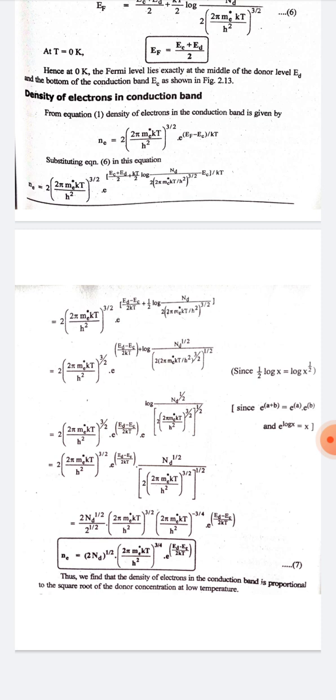By simplifying, we get the density of electrons Ne equal to (2Nd) whole power half into (2 pi me star kT by h square) whole power 3 by 4 into exponential of (Ed minus Ec) by 2kT. This is the expression for density of electrons in conduction band.